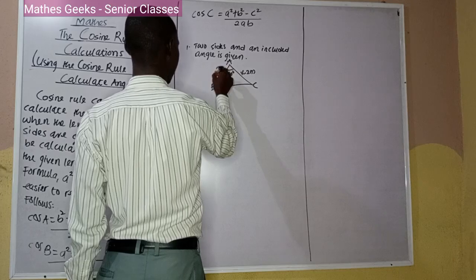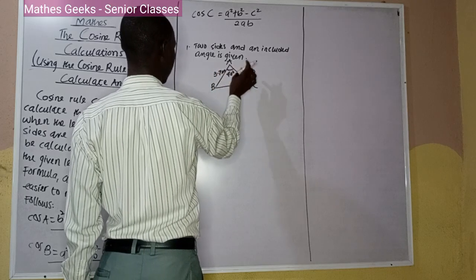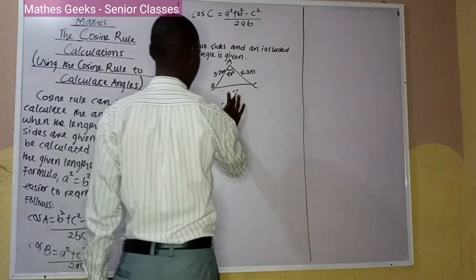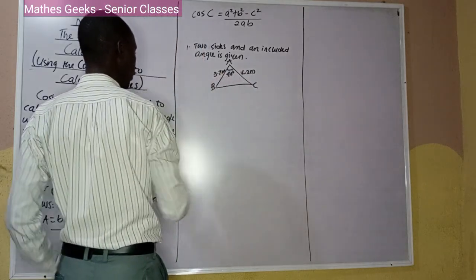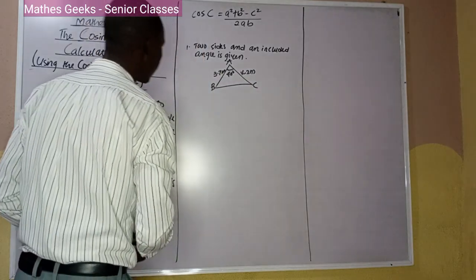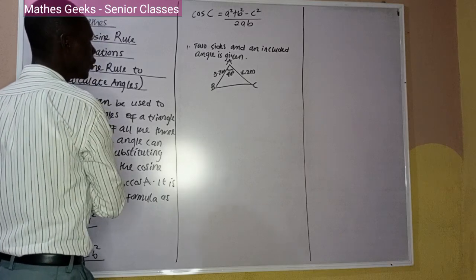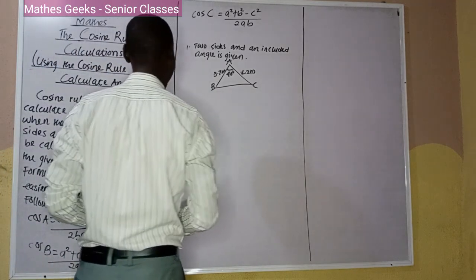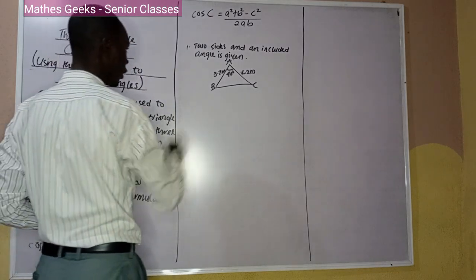4.2 meters, 3.7 meters. So in this case, we can use the cosine rule to look for the third side, and then to look for any of these angles, we can use the sine rule. So the condition is that two sides and an included angle should be given if the cosine rule must be used, and it must be in this form.